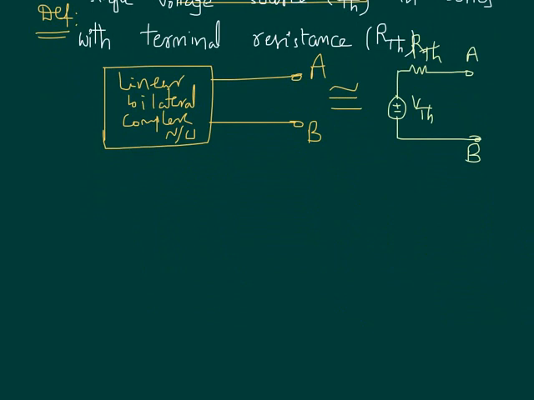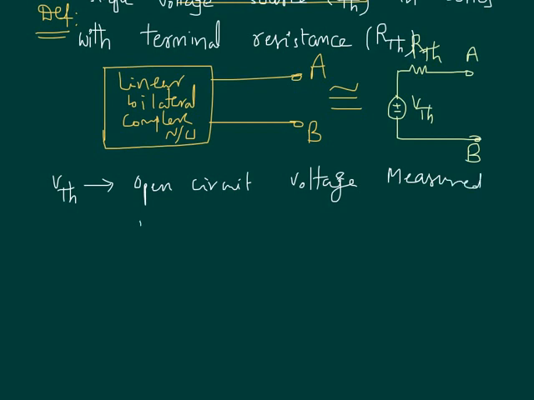VTH is the open circuit voltage measured between AB terminals. VTH is the open circuit voltage measured across AB terminals.